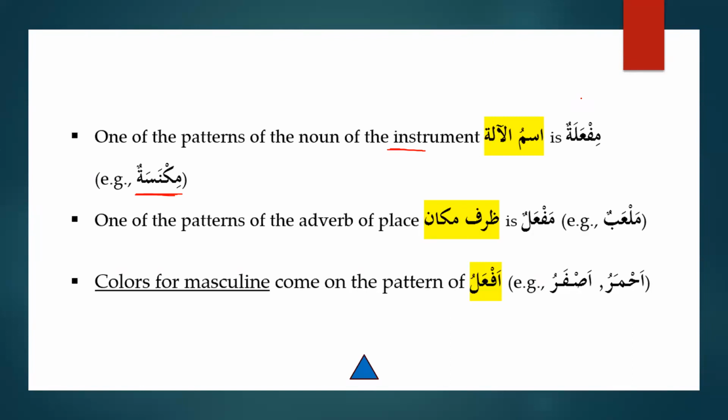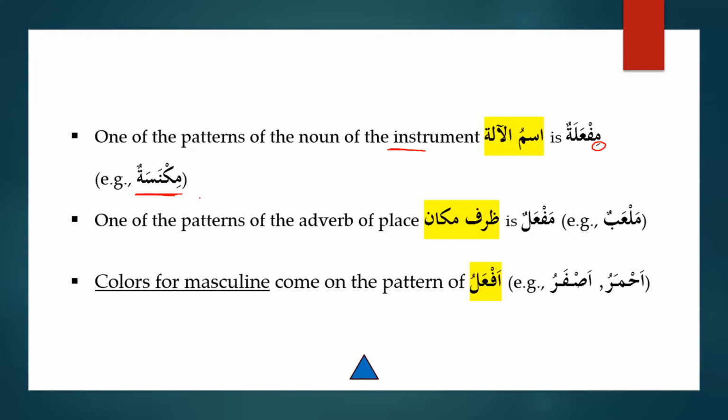So that will become dharf al-makan. But when mim has kasra, then it becomes ismul ala, the noun of instrument. And in the lesson we have miknasatun. In the Quran, there is only one noun on the pattern of miknasatun, which is minsaatun. That is the insect that was eating the stick of, I believe, Sulaiman alayhi salam. I hope so. So that is minsa'atun. There's only one noun that's used in the Quran.